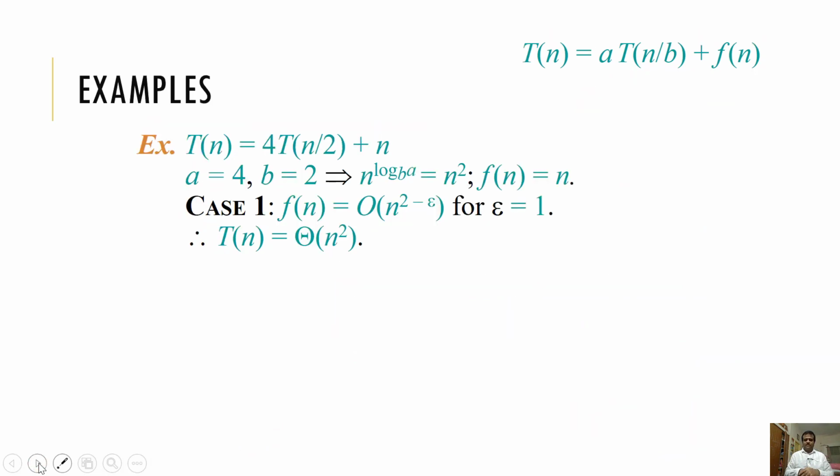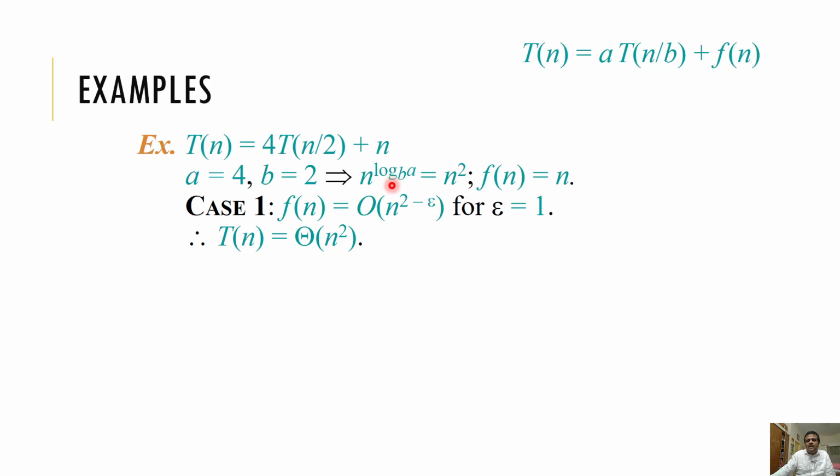Let us take the first example. Suppose we are given the recurrence T(n) = 4T(n by 2) + n, which is the typical form of the master method. Here, what is a? a is 4. What is b? b is 2. And f(n) is n. Now we calculate n to the power log a base b. Here a is 4 and b is 2, so it is log 4 base 2, which is 2. So it is n squared.